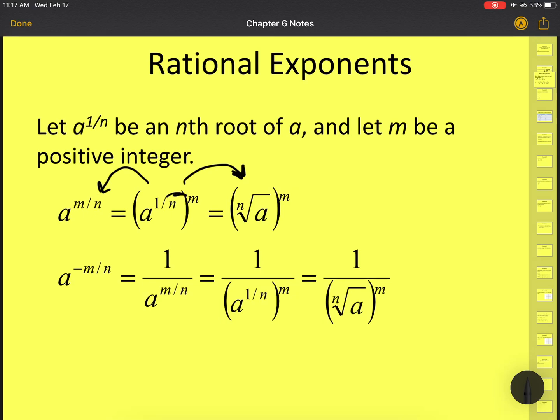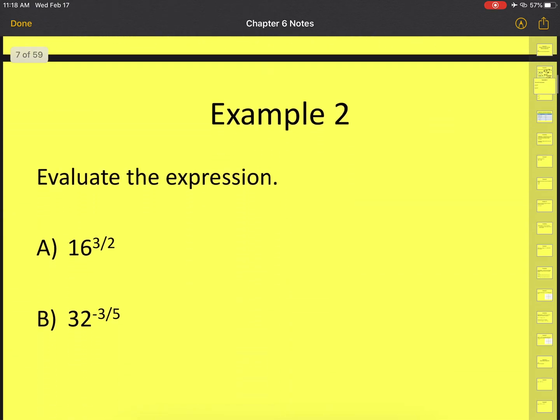Same thing applies if I have a negative fractional exponent, negative m over n. Just flip it to the bottom, because that's what negative exponents do, we flip them to the bottom because they were negative. And then split them apart, because again, if I distribute here, I'm going to land back with m over n. And then I'm just rewriting this part as a radical raised to the mth power. So let's try some of these.